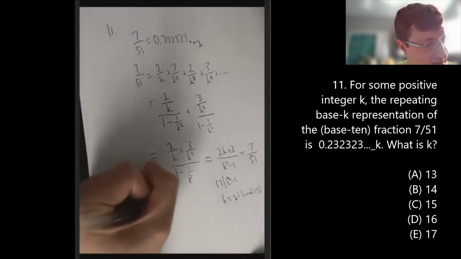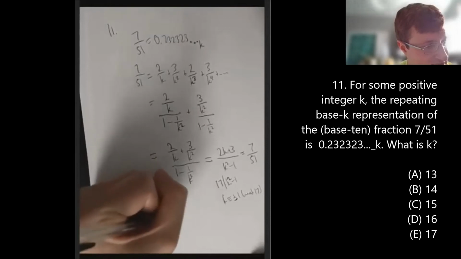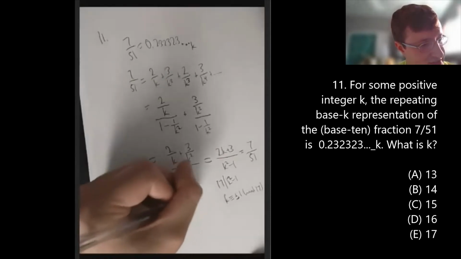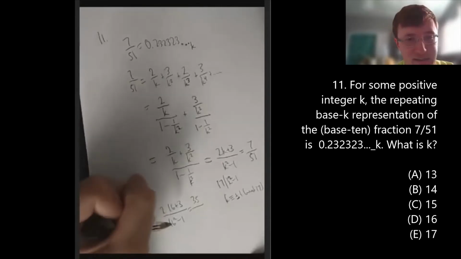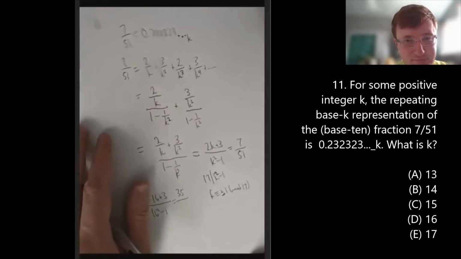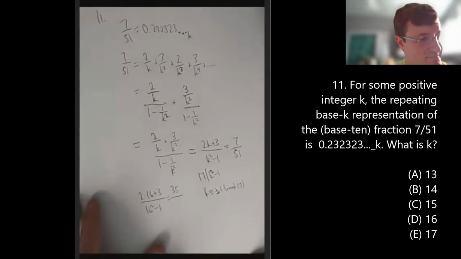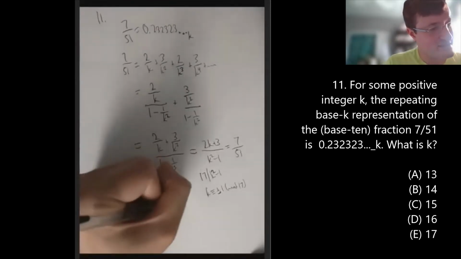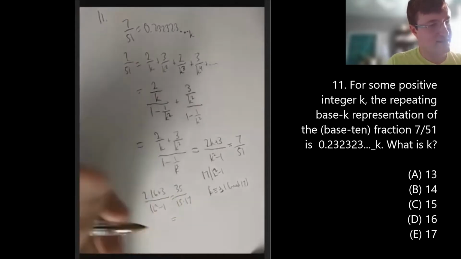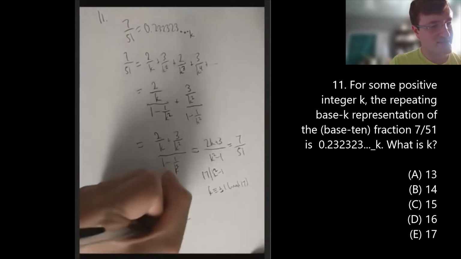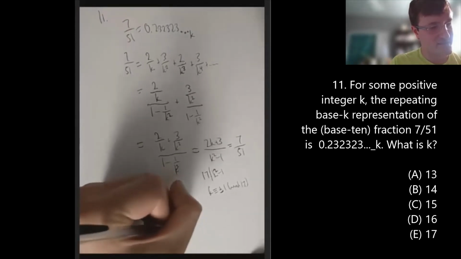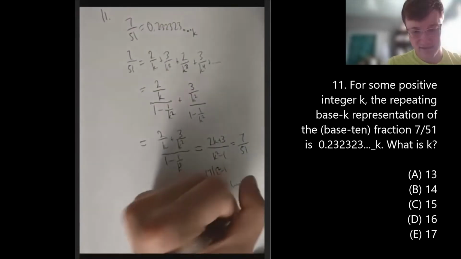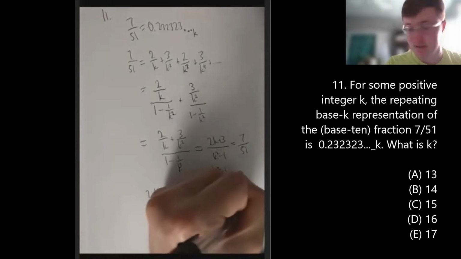So 2 times 16 plus 3 over 16 squared minus 1. So the numerator is 35, and then I have a difference of squares here. So that's 15 times 17, and then the 5's cancel, and I end up with 7 over 3 times 17, which is 7 over 51. Okay, so k is 16, which is D.